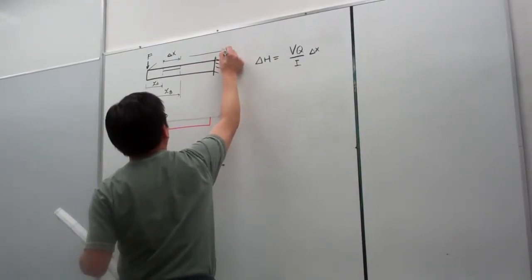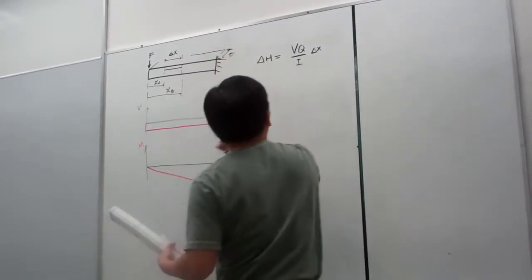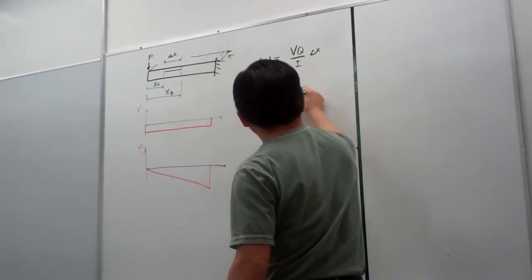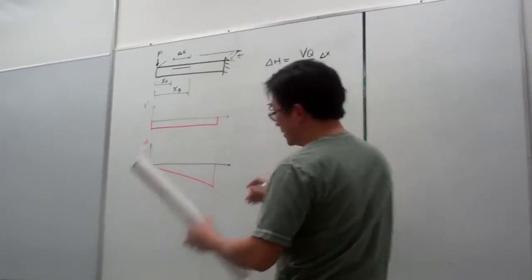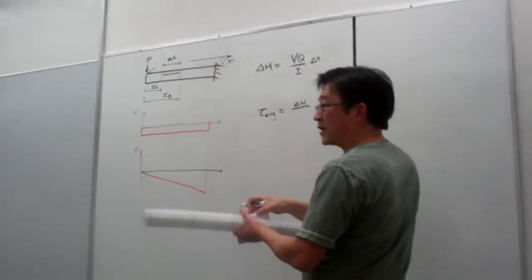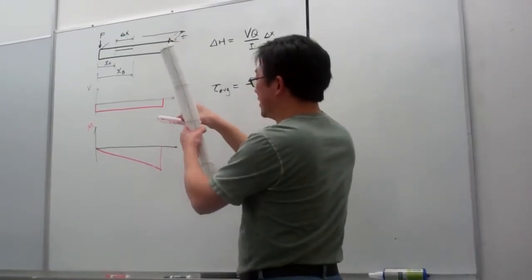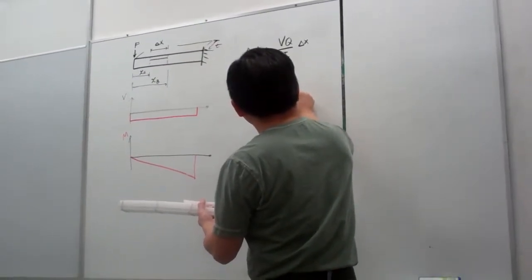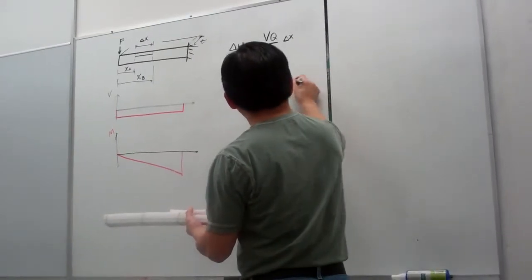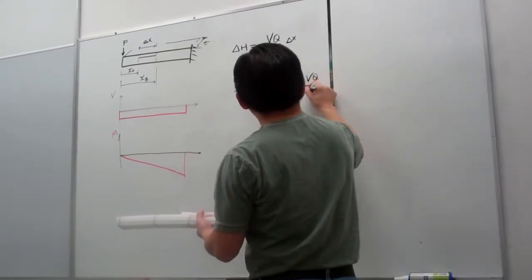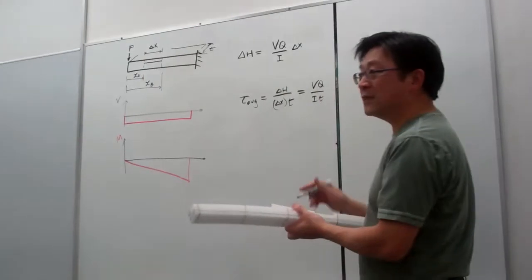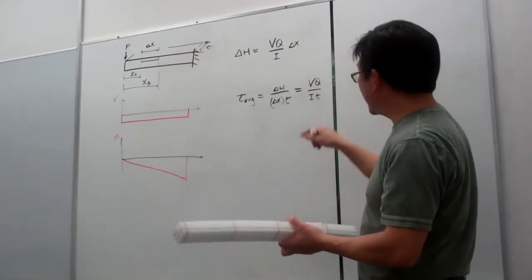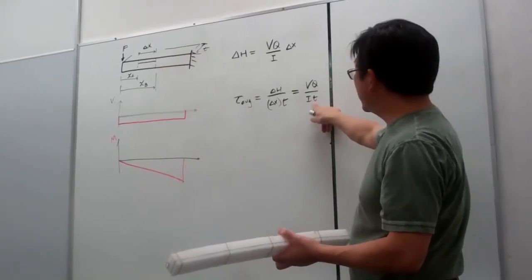For example, the beam has the thickness T. So that means we know the average shear stress will be delta H, the force, divided by this area. And that area is equal to how much? Delta X multiplied by T. So that leads to VQ over IT. That is the equation we obtained, and today we're going to do exercises applying these equations.